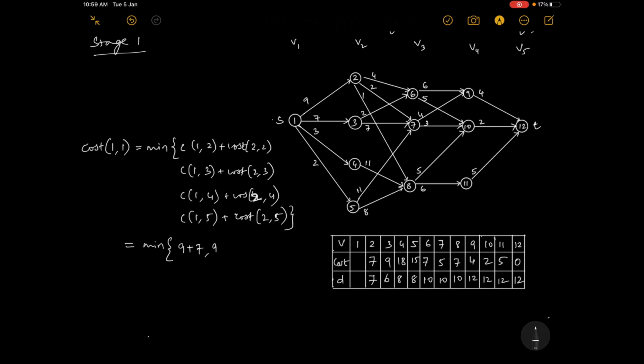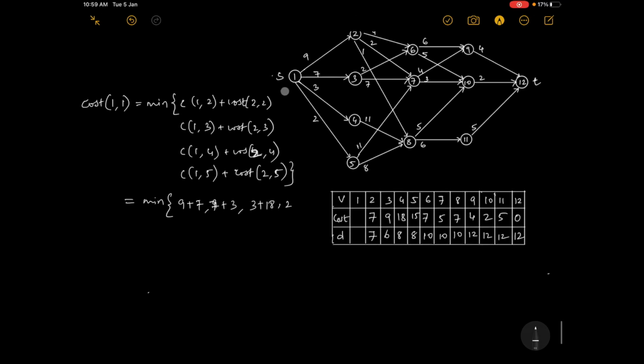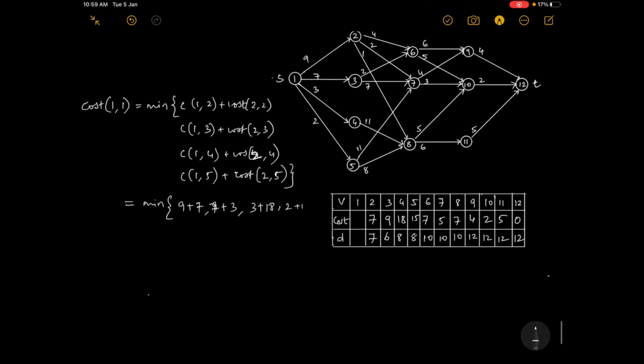Comma 9. Next is 7 plus vertex 3 cost is 9 comma, next is 3 plus cost of, what is its cost? 4 is 18. Next 1 comma 5 is 2, correct? It's 1 to 5, its weight is 2. And what is the cost? Cost of node 5 is 15. This answer is 16.